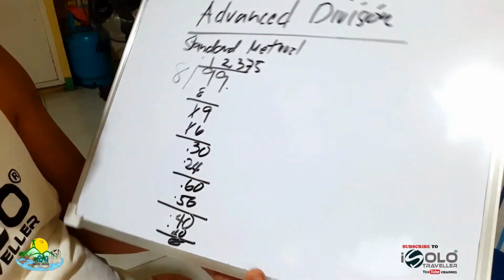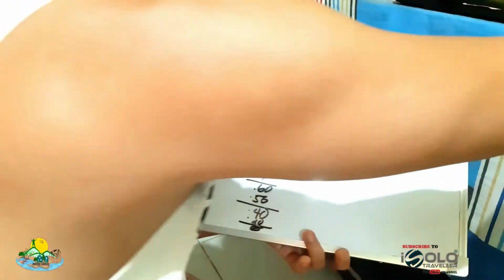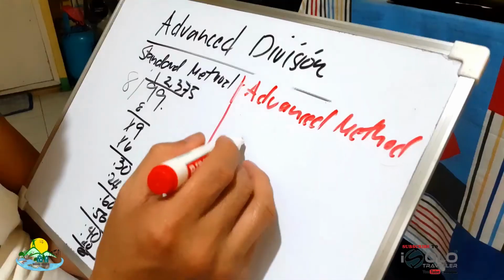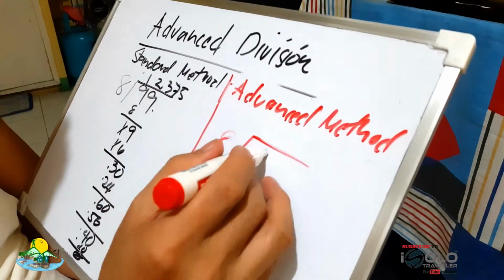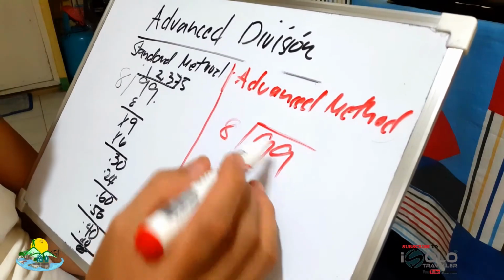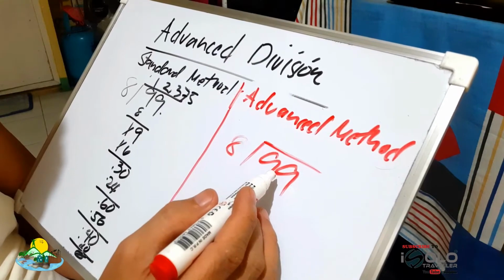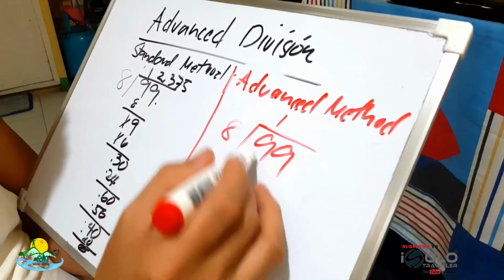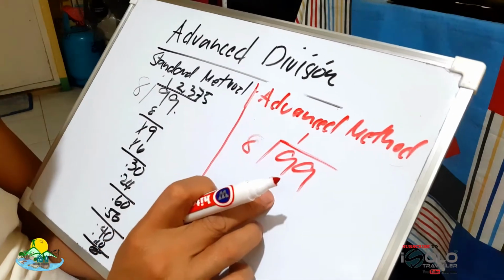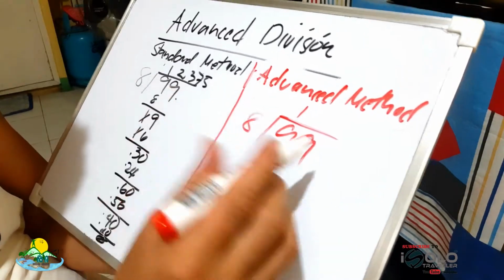I will just replace my marker. Okay, here 8 to 99. Okay, 9 divided by 8, how many 8 can we get from 9? 1. So 1 times 8 is 8. You have to hold that 8 in your mind, and you have to minus the 8 from 9. Okay, 9 minus 8 equals 1.